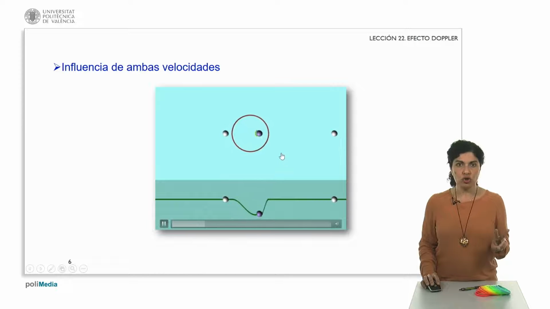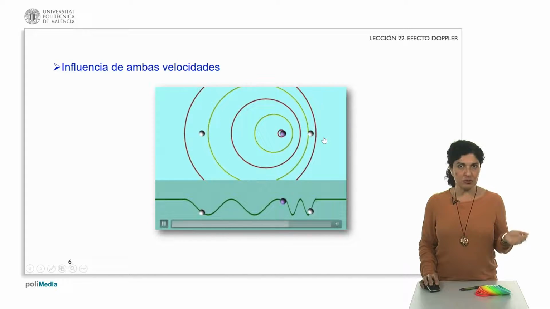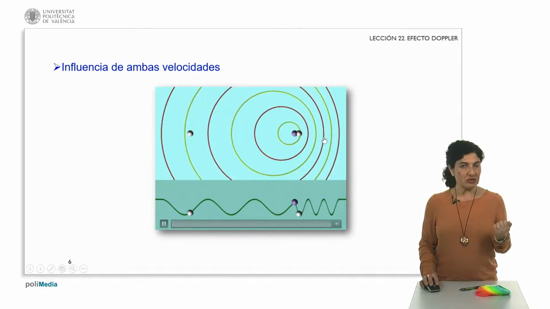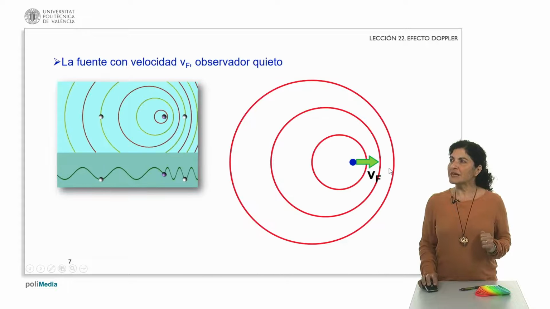We can also consider the case where both are moving, both the source and the observers, and of course the pulsations or the detected frequency of those waves will also change. Let's try to quantify what's going on. Let's try to determine the frequencies detected by the observer using these diagrams.